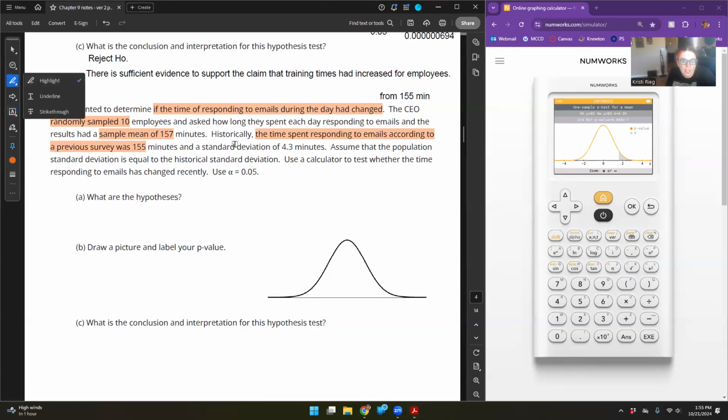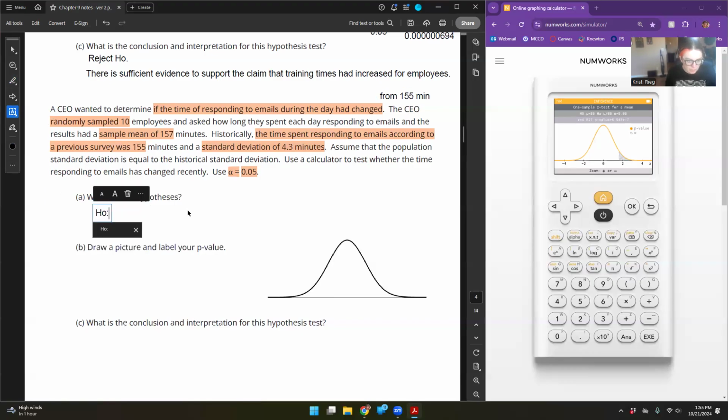There's a standard deviation of 4.3 minutes. Assume the population is equal to historical. Use a calculator. Okay, and then here's our alpha. So it does not say greater than. It does not say less than. It says, did it change? Is it different? So different is going to be not equal, because equal means the same, so not equal means different. So we have our null.